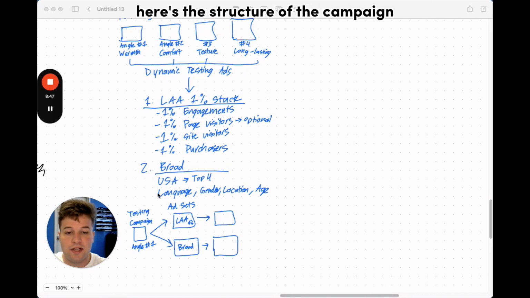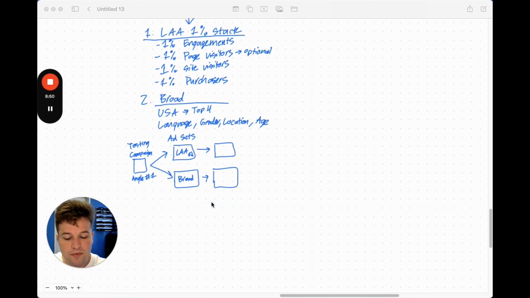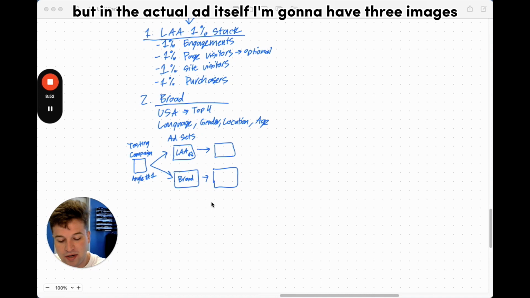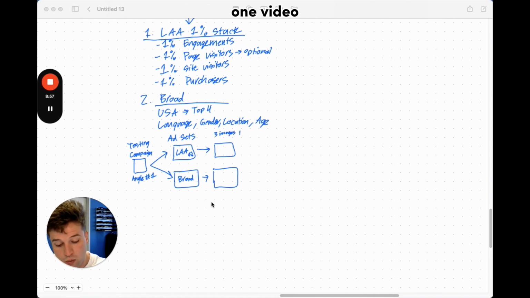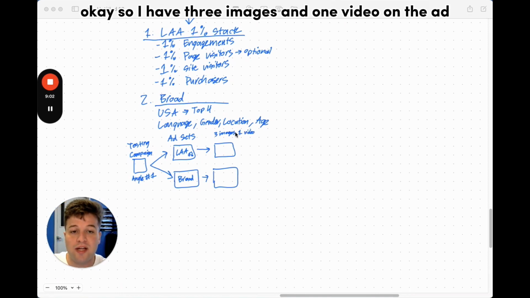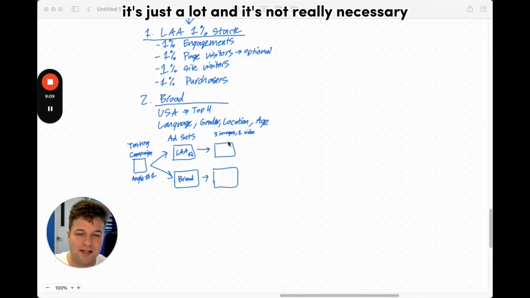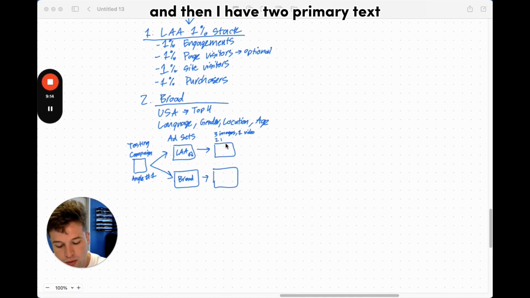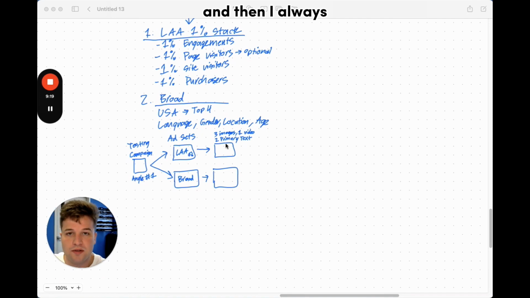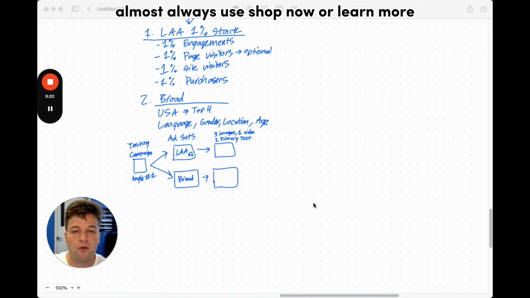Since it's just one ad, it's just going to look like this. Here's the structure of the campaign. But in the actual ad itself, I'm going to have 3 images, 1 video. Okay? So I have 3 images and 1 video on the ad, and inside of the ad itself it's going to spin through. I'm not going to go to all 10. It's just a lot, and it's not really necessary. And then I have 2 primary text. And then I almost always use Shop Now or Learn More.